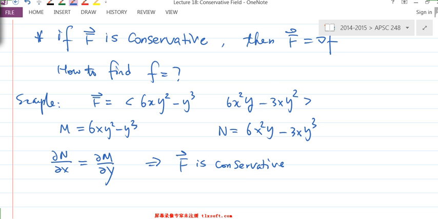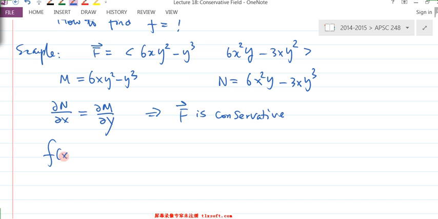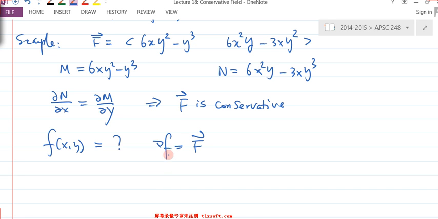So if f is conservative, then what kind of scalar function? There's no z, so just x and y. What kind of scalar function can generate this vector field f? That's the next logical question we ask. So here's what you do now. We need to find this scalar function f.